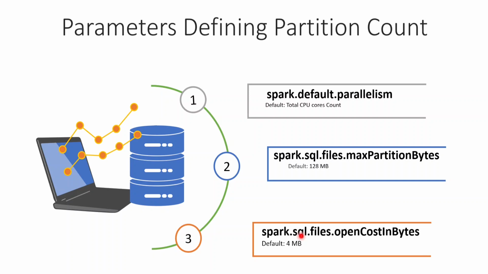Let's say we have just a 20 megabyte JSON file and one more 30 megabyte JSON file. Now we have to combine these two and convert them into one single partition. In that process, the first file of 20 megabytes is taken, and 4 megabytes of open cost in bytes is used. Then on top of that, the second 30 megabyte JSON file is added. So overall, it will be 54 megabytes. This 4 megabytes is nothing but process overhead or buffer memory that is needed to pack multiple files into a single partition. These are the three major parameters used to define the partition count in the Spark environment.